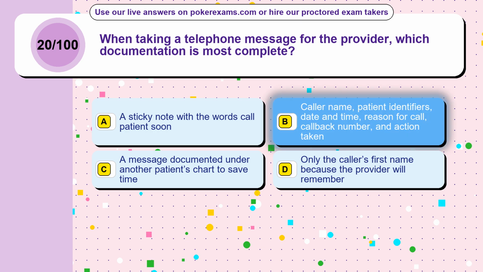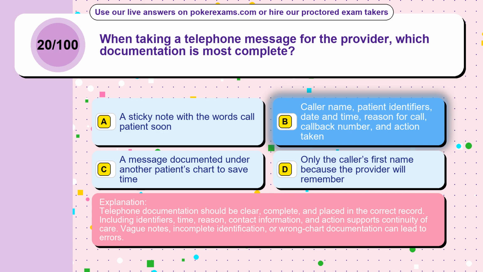The correct answer is option B. Caller name, patient identifiers, date and time, reason for call, callback number, and action taken. Telephone documentation should be clear, complete, and placed in the correct record. Including identifiers, time, reason, contact information, and action supports continuity of care.